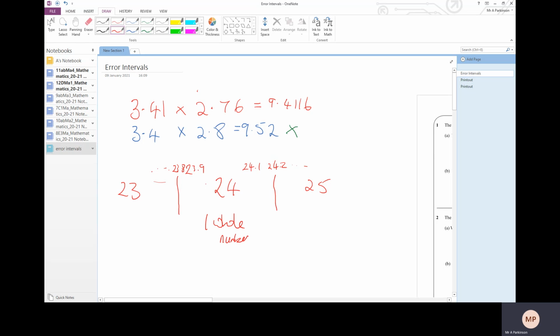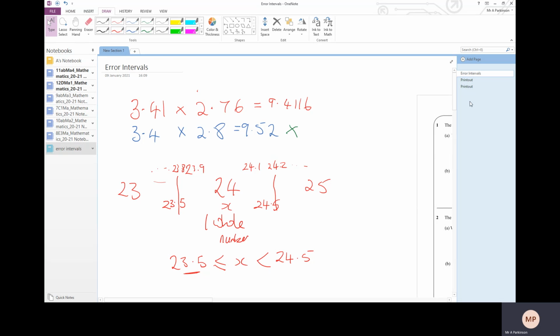So in the middle, between 23 and 24, is 23.5. And in the middle of 24 and 25 is 24.5. So therefore, the interval of the value x, which is 24, is 23.5 ≤ x < 24.5. Now it can be equal to this one because this one rounds to 24, but it can't be equal to this one because this one rounds to 25. So we just don't put the extra line underneath.